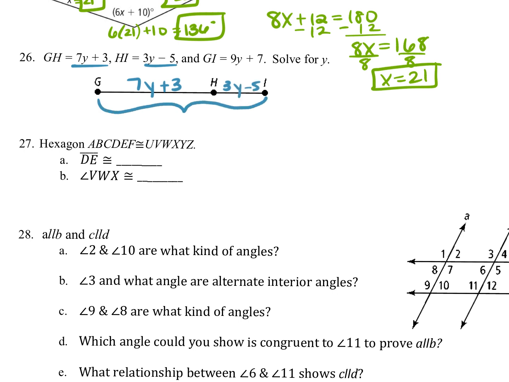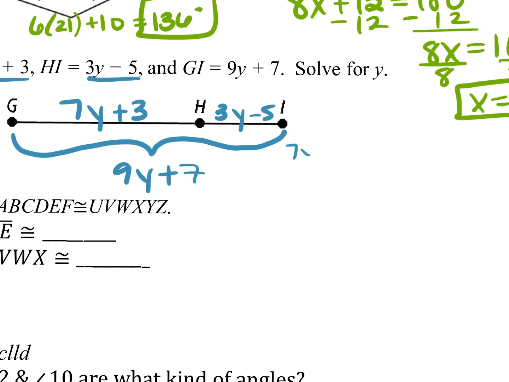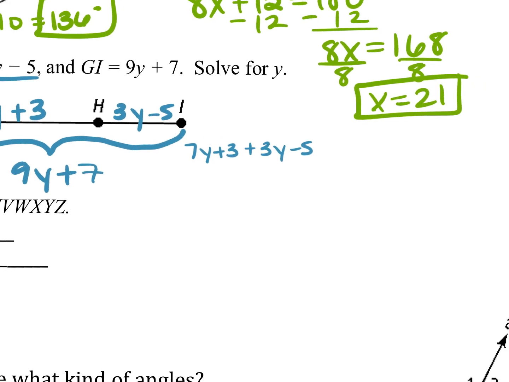The whole thing is 9y plus 7, okay? So we know the 2 parts have to equal the whole. So what you're gonna do here is add the 2 parts together, 7y plus 3y minus 5, and that will be equal to 9y plus 7. So 7y plus 3y, that's 10y. 3 minus 5 is a negative 2.